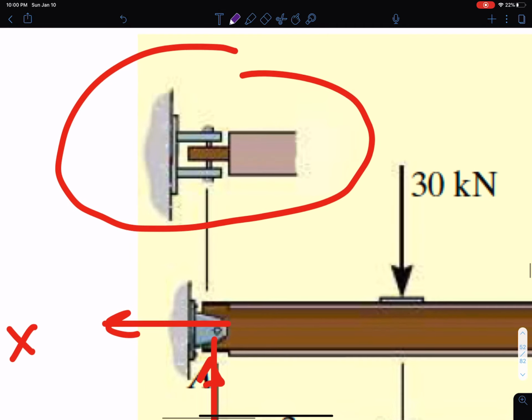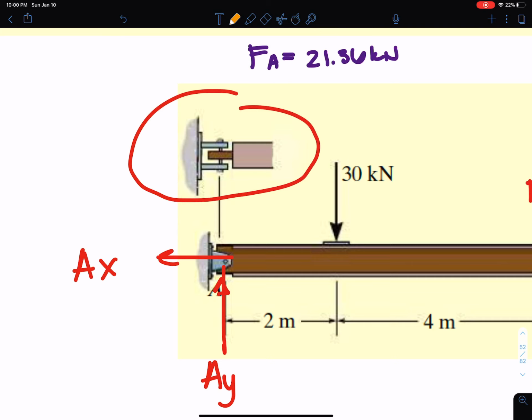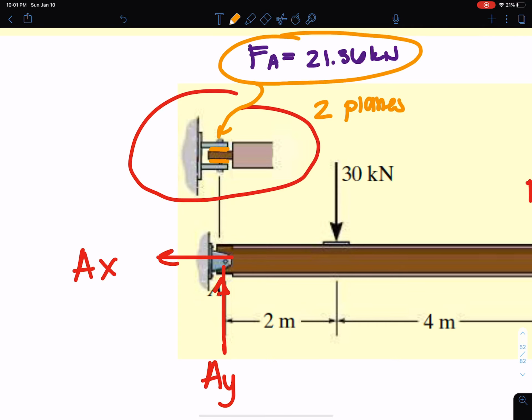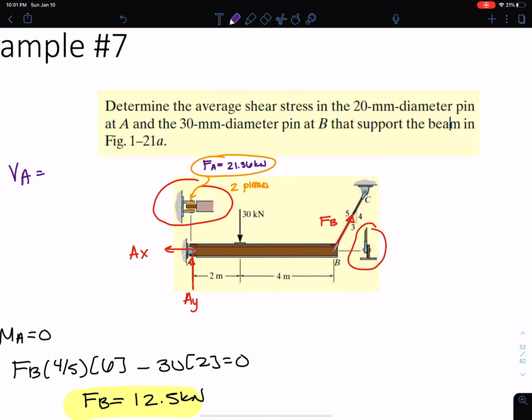And what happens here is, I can't really zoom in on this anymore, but if we look at the system, I have one surface that could be sheared here, and a surface that could be sheared there. So I take this force FA, this resultant force, I need to divide it by two shear planes. So really, my V at A is going to be the 21.36 divided by 2, which is 10.68 kilonewtons.